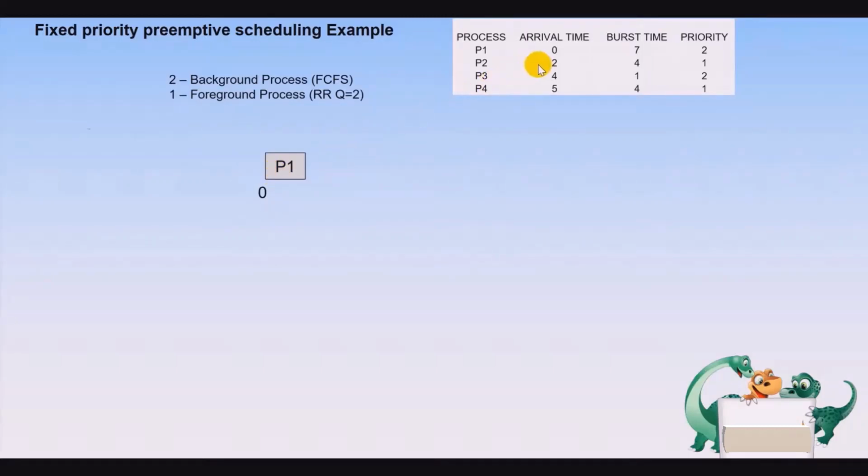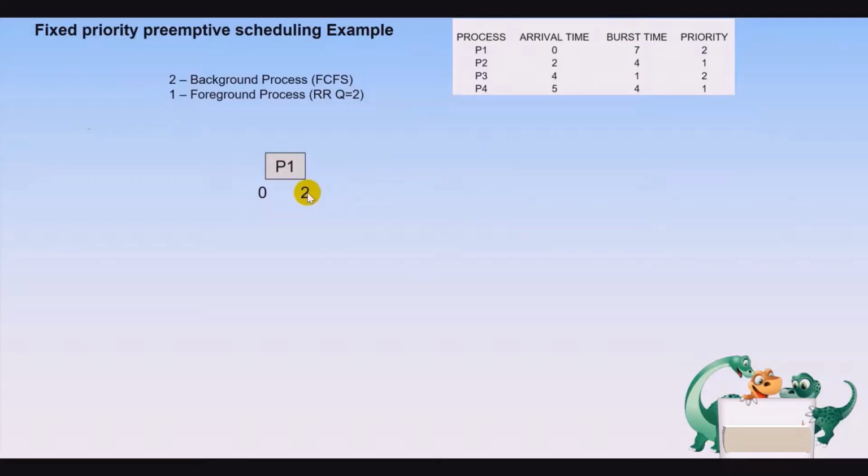Until 2 milliseconds. Because at 2 milliseconds, process 2 came in, and process 2 is the first priority, or the foreground process. So process 1 will be preempted to accommodate the first priority process, process 2. Process 1 is stopped after 2 milliseconds, and of its burst time of 7, we were able to execute 2 milliseconds, so we'll have a remaining 5.